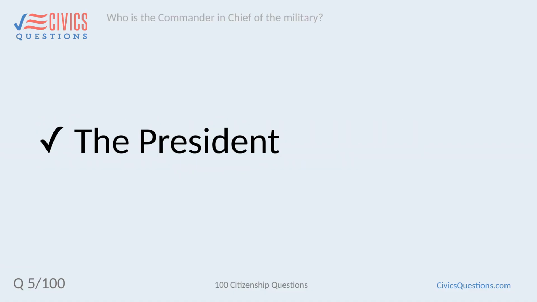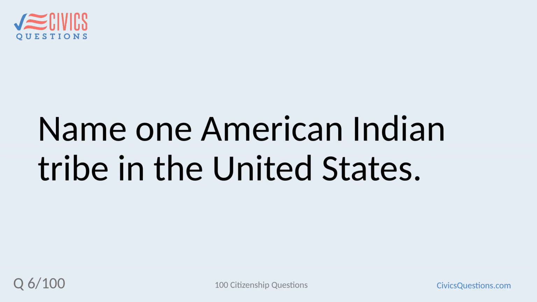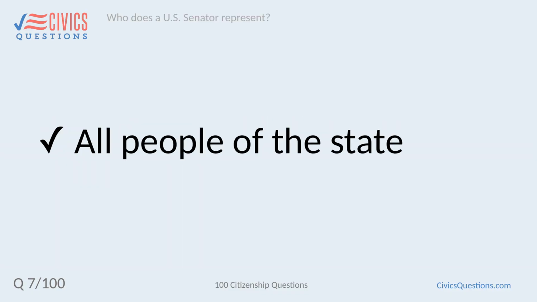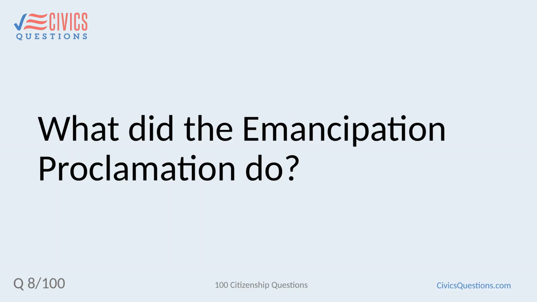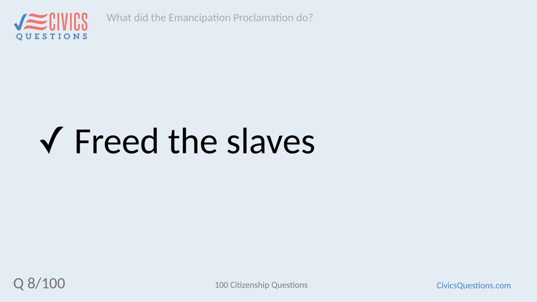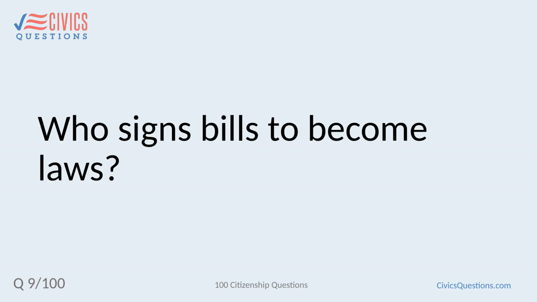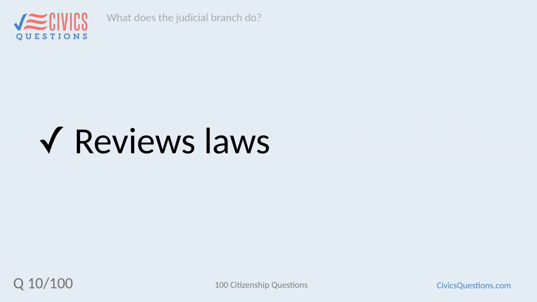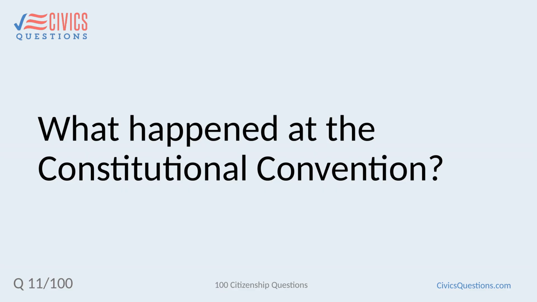The President. Name one American Indian tribe in the United States. Cherokee. Who does a U.S. Senator represent? All people of the state. What did the Emancipation Proclamation do? Freed the slaves. Who signs bills to become laws? The President. What does the judicial branch do? Reviews laws.